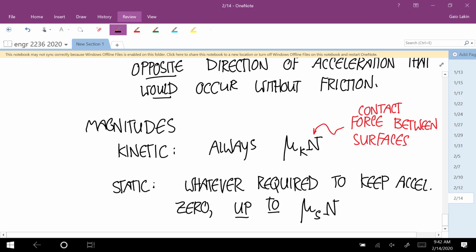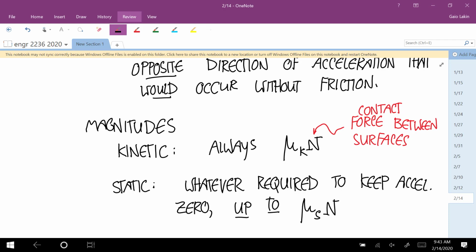So if the coefficient of static friction times the normal is 100 newtons, okay, then say I apply 2 newtons in that direction to this chair. Well, you know that the static friction can't apply 100 newtons the other way if I apply 2 newtons, because that means I would push this way and the chair would accelerate the other direction.